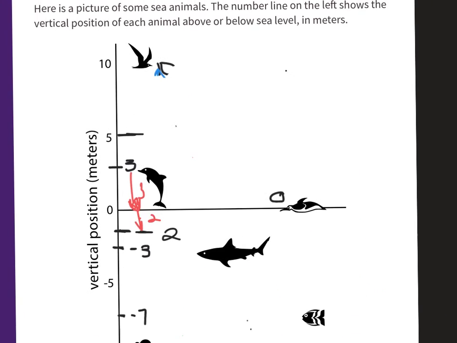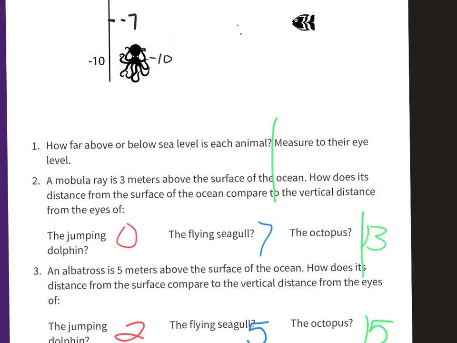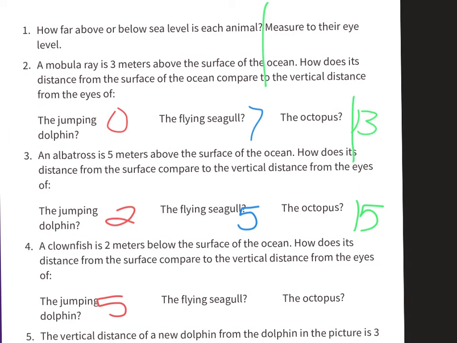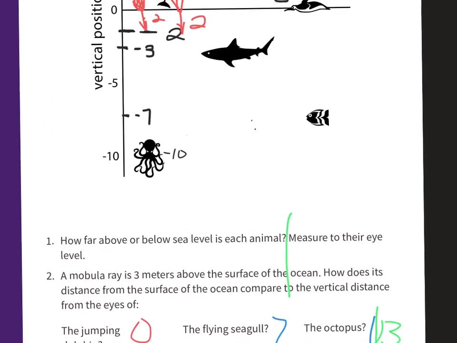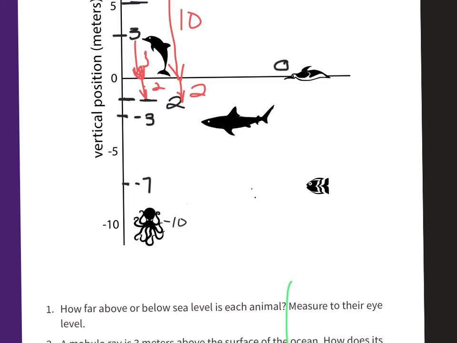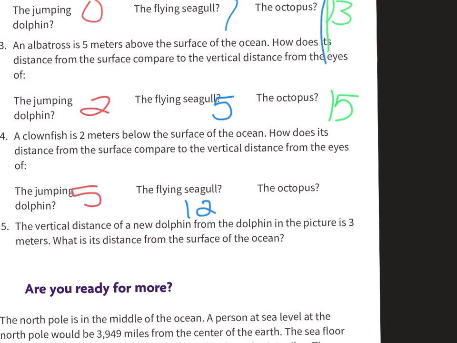Now, to the seagull, well, the seagull is 10 units from the ocean, and then down another 2 to the fish, so 10 plus 2 is 5. Oh, wrong color. 10 plus 2 is not 5, 10 plus 2 is 12. And then the octopus is at -10, and the fish is at -2. So from -10 up to -2 is 8 units away. So it's 8 units away.